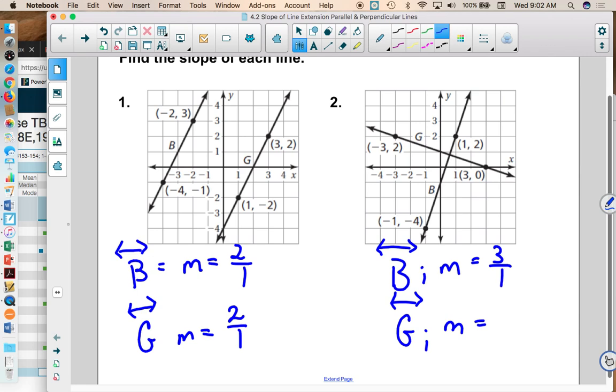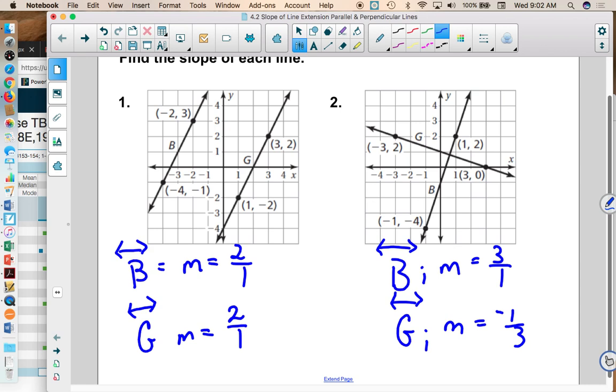What about G? What do you notice about G? It's 1/3. What kind of 1/3 though? I agree with the 1/3, but what sign is it? Negative. Because it's going in the negative direction. So it's a negative 1/3.